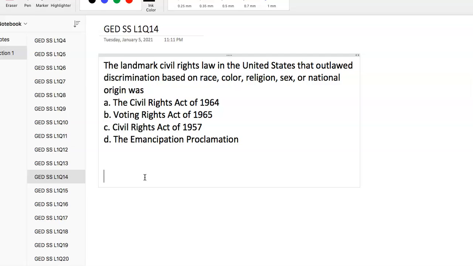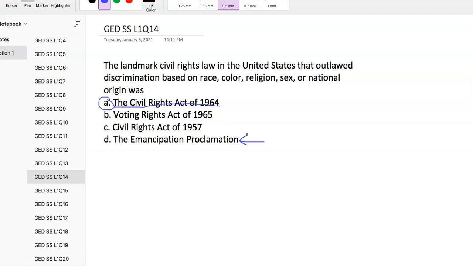Question 14. About 3/4 of the way through this one. The landmark civil rights law in the U.S. that outlawed discrimination based on race, color, religion, sex, national origin was, and then we have these options. We could be familiar with all of these, but the Civil Rights Act of 1964 is a big one that you'll be tested on in one form or another. It would be nice if you knew that at least this one seems completely out of place, right?